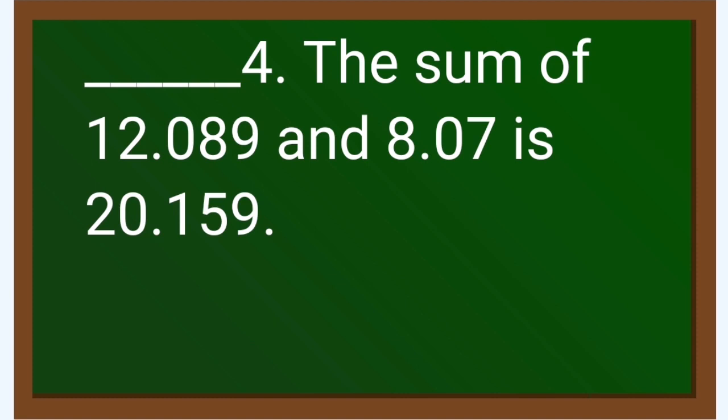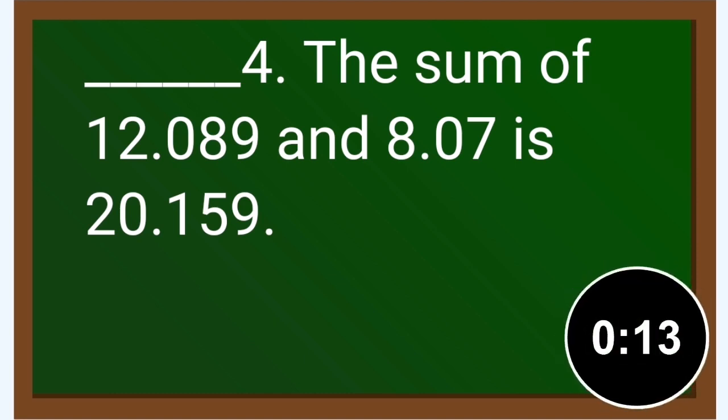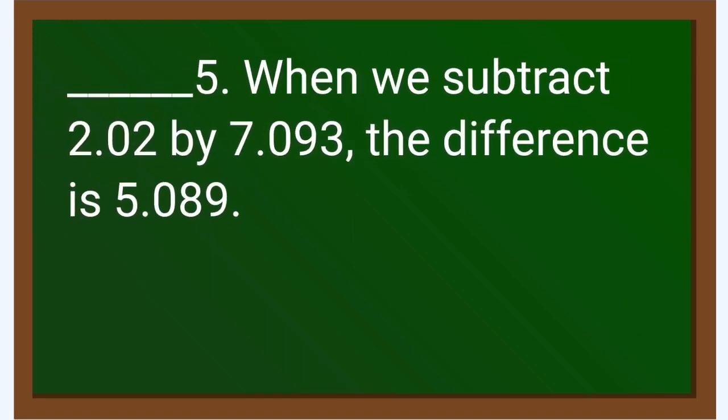Number 4. The sum of 12 and 89 thousandths and 8 and 7 hundredths is 20 and 159 thousandths. Number 5. When we subtract 2 and 2 hundredths by 7 and 93 thousandths, the difference is 5 and 89 thousandths.